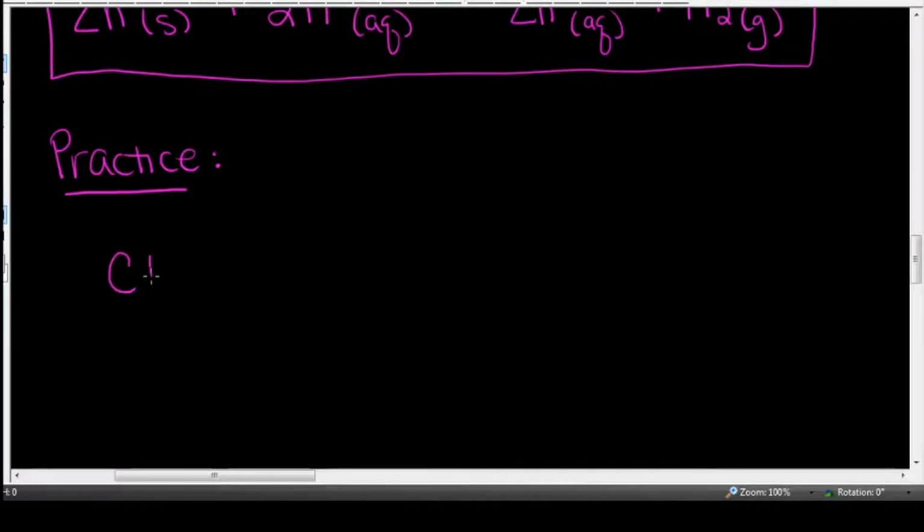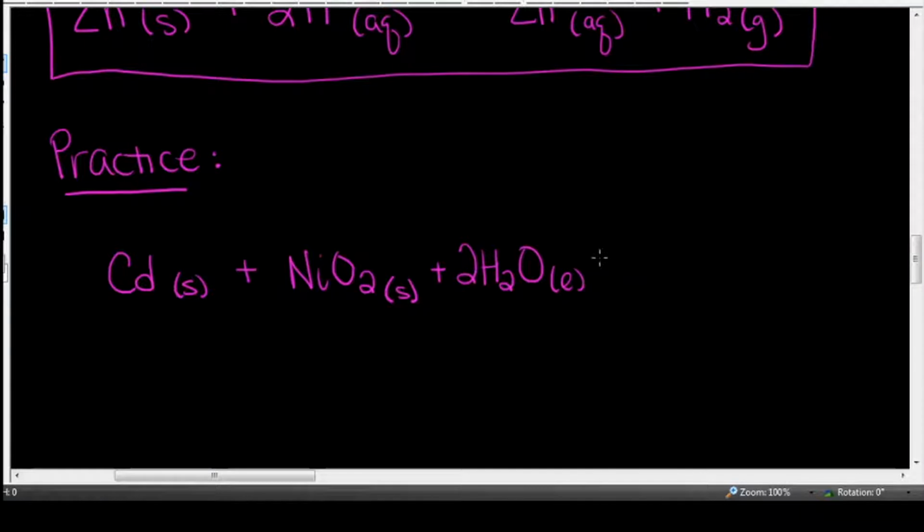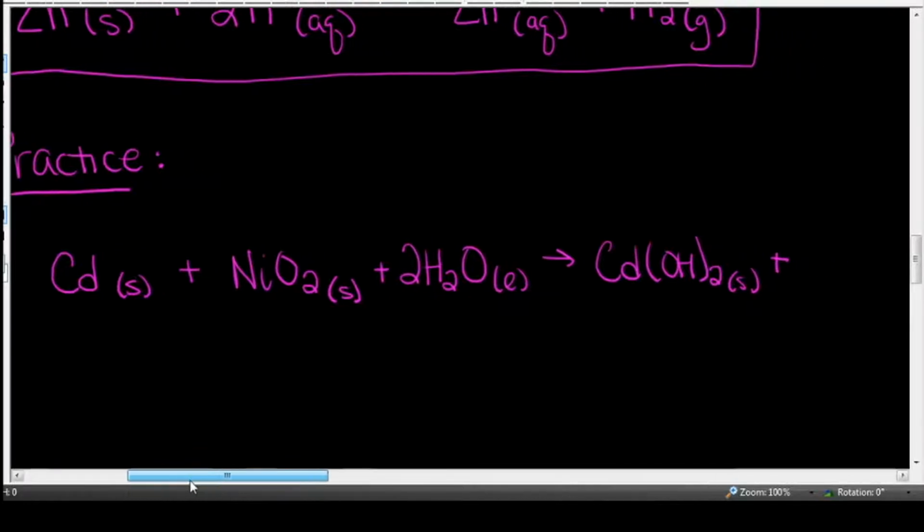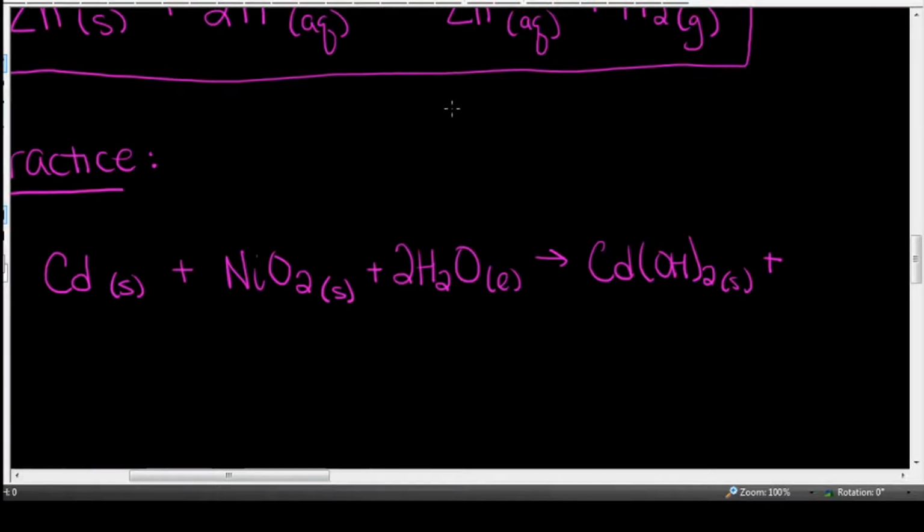So let's say we have the reaction of Cd solid plus, sorry, I probably should have already had this. NiO2 solid plus 2H2O liquid becoming cadmium hydroxide solid and nickel hydroxide solid.